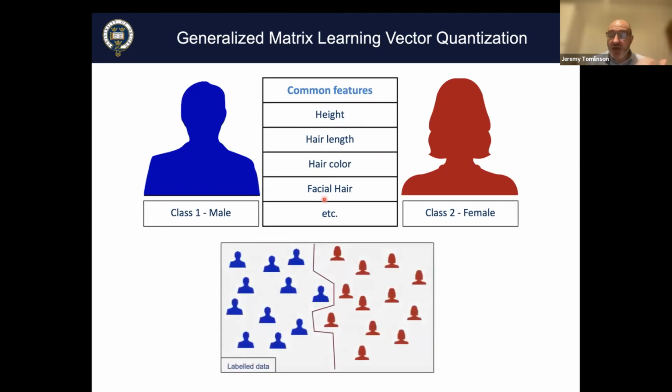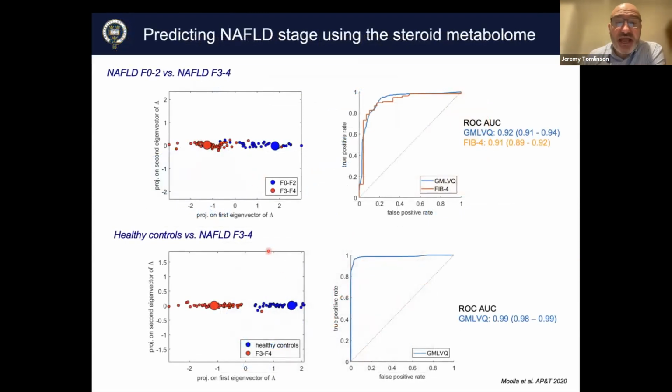And then when you're faced with an unknown, you can say, well, does it more closely resemble the prototype male or prototype female? And that then allows you to say, well, actually, my unknown is more like an advanced fibrosis or more like a mild fibrosis. And that was the sort of approach that we used. And again, by looking at all the 32 different steroids, we were able to, with reasonable efficiency, distinguish between moderate, mild fibrosis and advanced fibrosis.